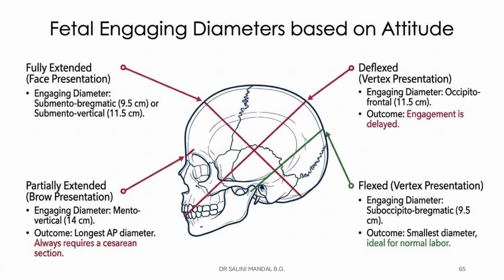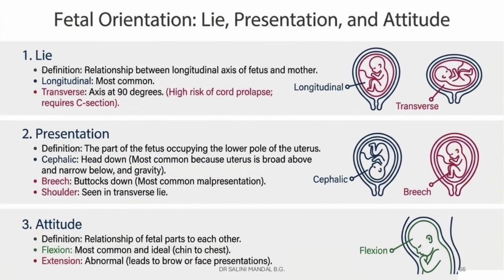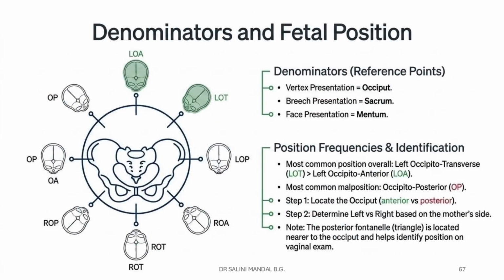But if it is partially extended, we have the brow presentation, in which the engaging diameter is the mentovertical one, and that is the longest, 14 centimeters. This is the one which always requires cesarean section. Coming to the deflexed one, that is the vertical presentation, in which the engaging diameter is the occipitofrontal, 11.5 centimeters. We have a vertex presentation if it is flexed, the normal one. Then the engaging diameter is suboccipitobregmatic, 9.5 centimeters, the smallest diameter, which is ideal for normal labor. All these are the diameters.